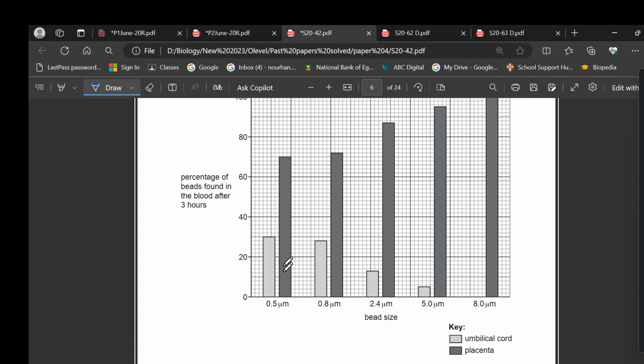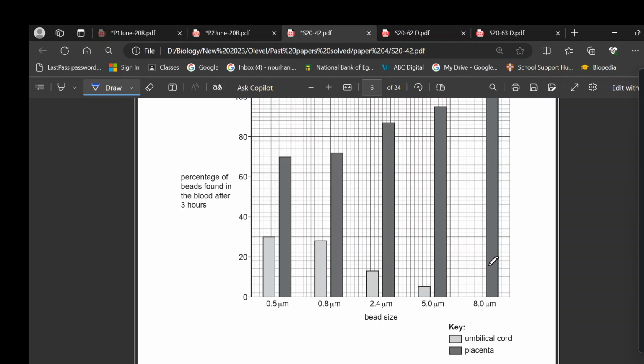When you put the beads in, this amount, 70%, is in the blood after 3 hours, and some is in the placenta and the umbilical cord. This means that 0.5 micrometer beads can pass to the umbilical cord. 0.8 can pass into the umbilical cord because it's available there. 2.4 can pass. 5 micrometer can pass but not very much.